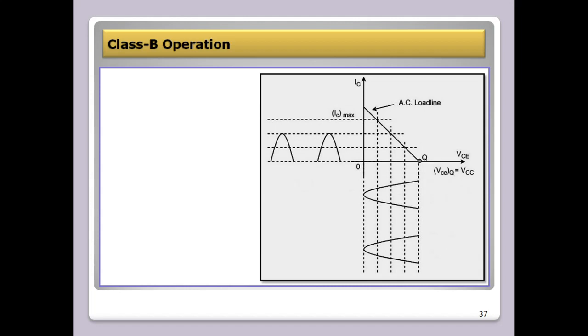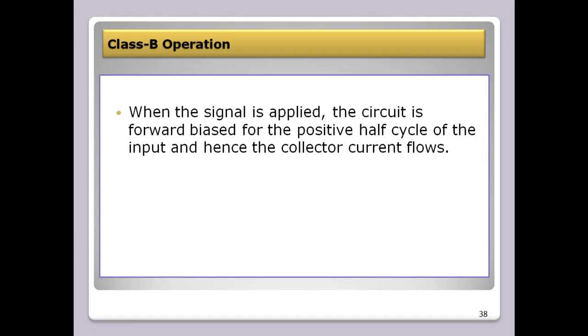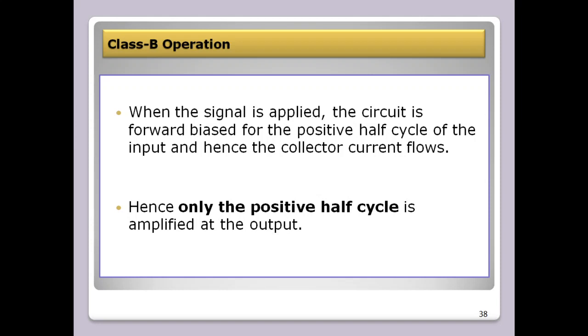So here the output waveform shows that during the positive half cycles the output is amplified, and during the negative half cycles there is no output. That means if there is a negative half cycle, there is no amplification here. So when the signal is applied, the circuit is forward biased for the positive half cycle of the input, and hence collector current flows, and only the positive half cycle is amplified at the output.